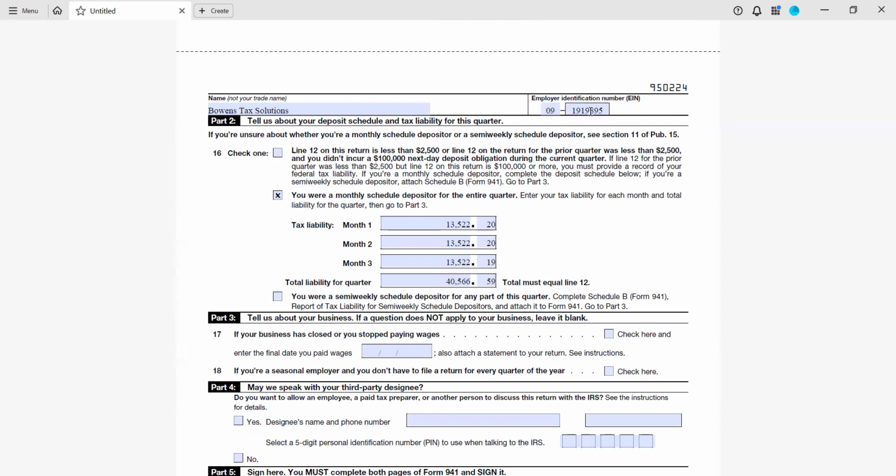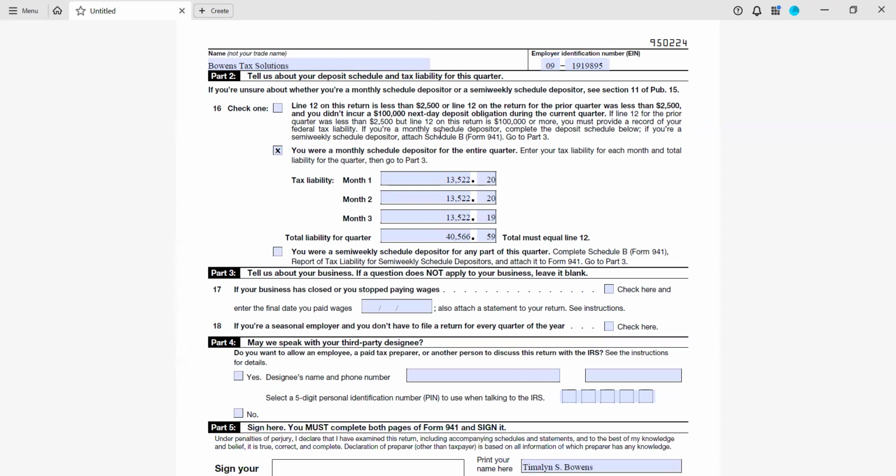So when we go down for part 2, we have the business name again, Bowens Tax Solutions. The EIN is up here. You want to make sure you have that included if you are mailing this form. When we get to part 2, we are going to talk about the liability. So on line 12 on this return, if the amount owed is less than $2,500, or line 12 on the return for the prior quarter, so that would be quarter 1 of this year, was less than $2,500, and you didn't incur a $100,000 next day deposit obligation during the current quarter, you would check this box, okay?